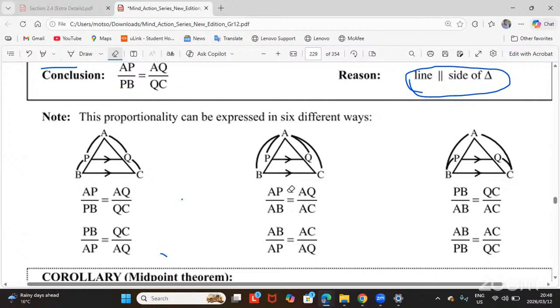Why do we say this ratio is equal to that ratio? Because that is the proportionality theorem. You write your reasoning: proportionality theorem. Why do we say this is the proportionality theorem? Because PQ is parallel to BC. So the same applies with these ones, guys. You just play around with those ratios.